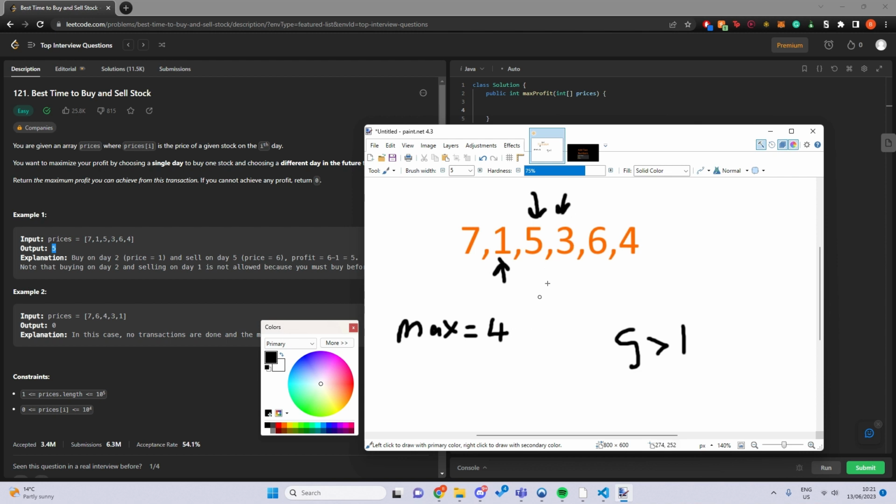So here, now we have 3 minus 1, which is 2. So that's not going to be updated to our max. There we go. Now we're going to have 6 minus 1, which is 5. So our new max is going to be 5. We're going to go to our next one. That's going to be 3.